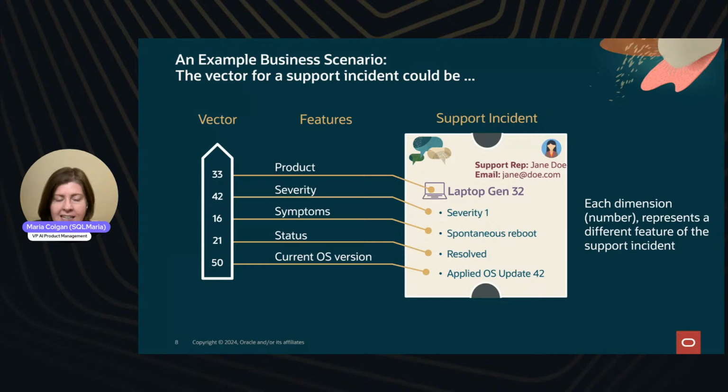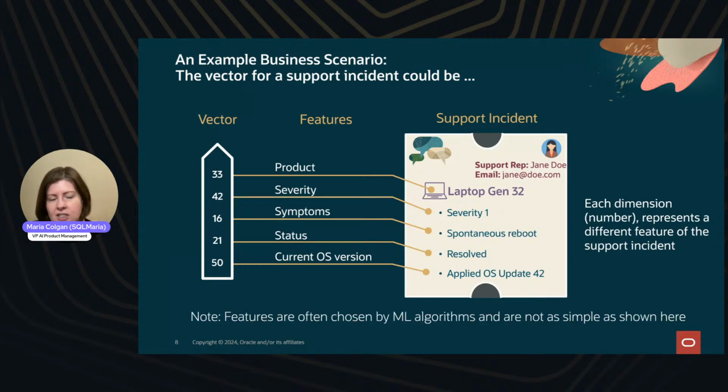As you can see, each of the dimensions is going to represent a different feature about our support ticket. And as I said, they're not normally as simple as I'm showing you here. They're actually all generated using machine learning algorithms to generate the vector. So it's a little bit more complicated than what I'm showing you here. Typically, a vector would have hundreds, if not thousands, of dimensions in it. But you get the idea.